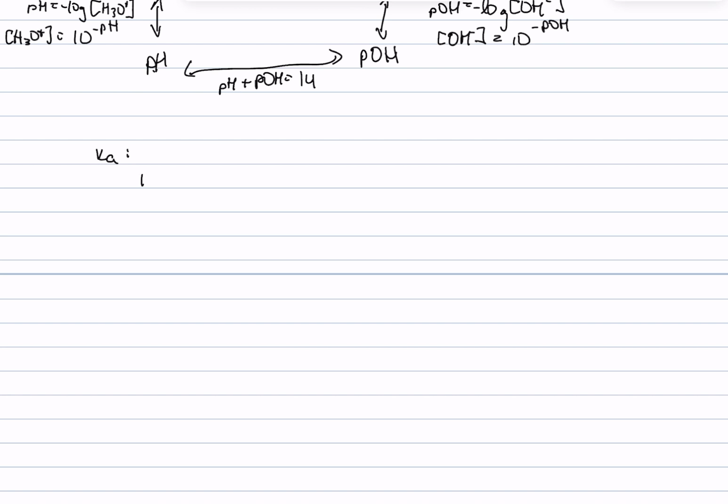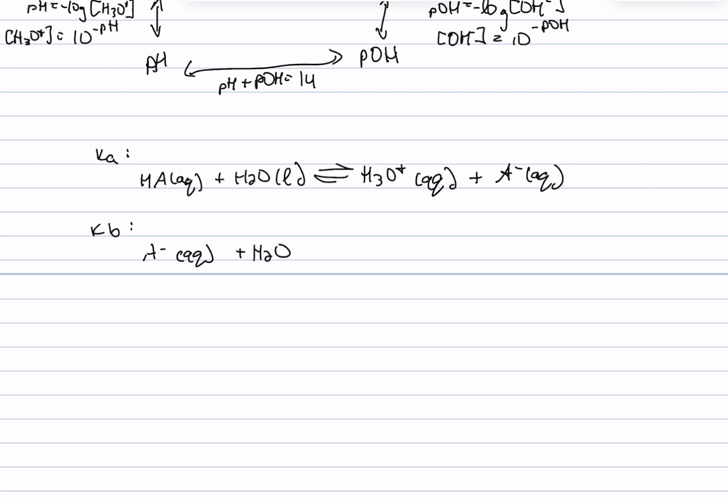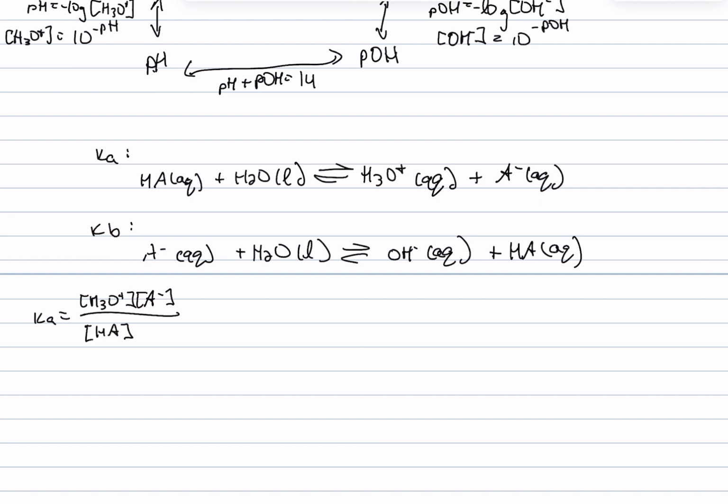Next, we're going to go back to the ideas of Ka and Kb. So for Ka, we set up the reaction HA aqueous plus H2O liquid goes to H3O+ aqueous plus A- aqueous, where A stands for the acid. And so we can write Kb as A- aqueous plus H2O liquid goes to OH- aqueous plus HA aqueous. So Ka is equal to H3O+ times A- over HA, and Kb is equal to OH- times HA over A-.